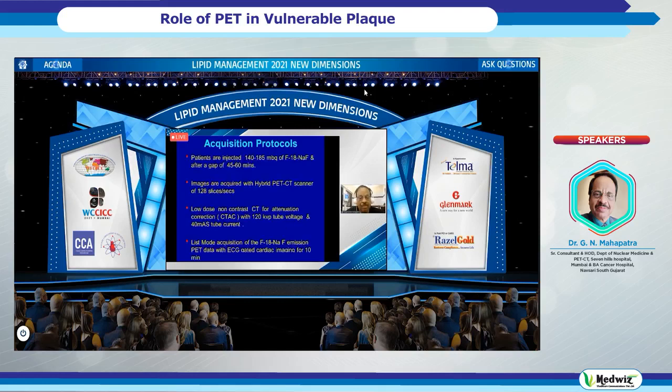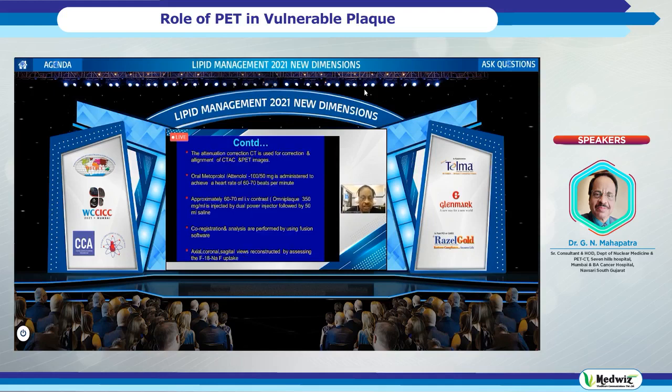So, what is the acquisition protocol? I don't want to go into detail. Patients are injected with 140 to 185 megabecquerel of F18 sodium fluoride. Images are acquired with a hybrid PET-CT scanner. I think 128 slices is the choice where you can see the coronary. Low dose contrast enhancement, then list mode acquisition with F18 sodium fluoride, the attenuation correction, then oral metoprolol is given to achieve a heart rate of 60 to 70 beats per minute. Approximately 60 to 70 ml of IV contrast Omnipaque is given. Correlation analysis is performed using software.